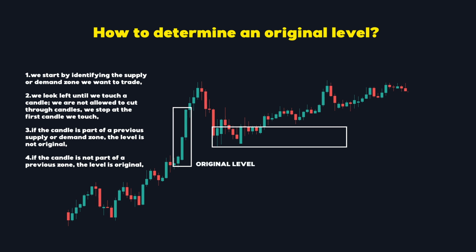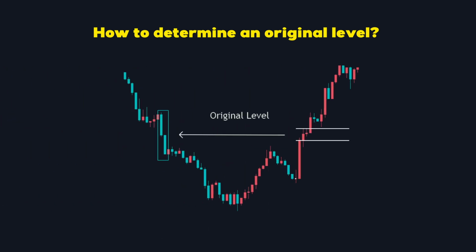The example below shows an original level. We identified the demand zone by drawing the proximal and distal lines around the base. Then we look left to find out whether the zone is original or not. The first candle we touch is not part of a previous supply or demand zone. Therefore, the zone is original.